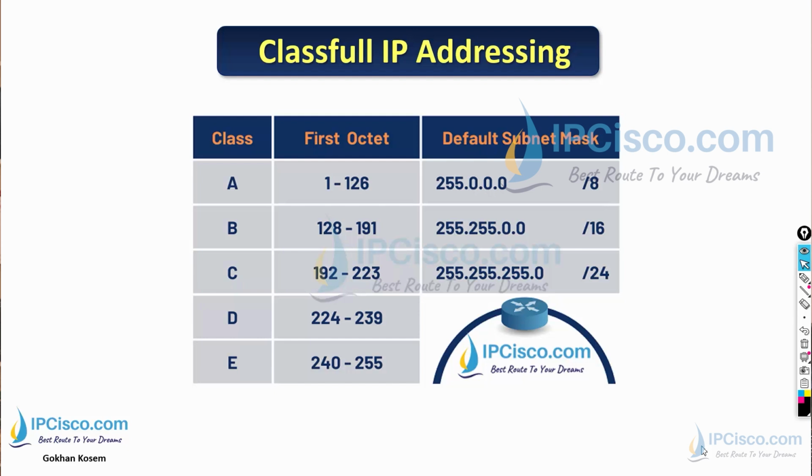Class A, Class B, Class C, Class D, and Class E. Here, you can also see the default subnet mask for Class A, B, and C. These values are fixed for these classes.